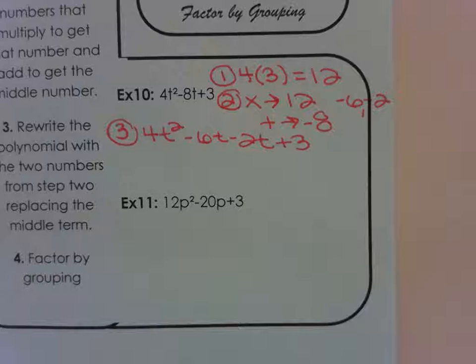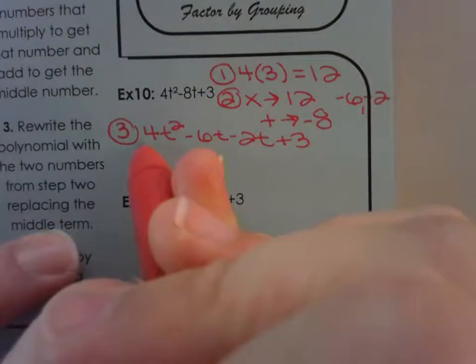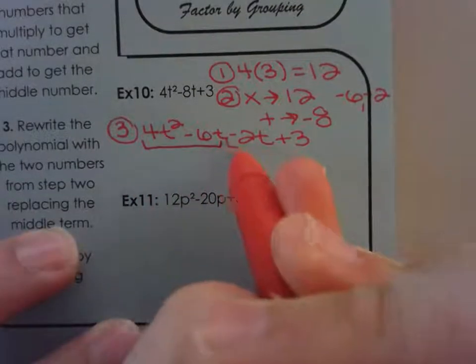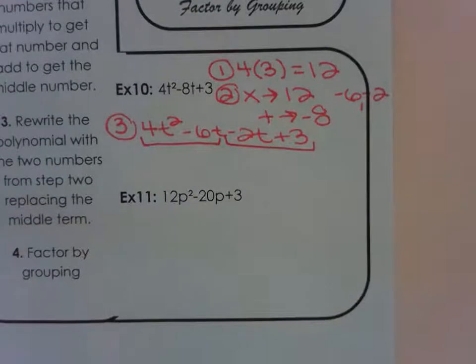Now, once I have 4 terms, how do I always factor something with 4 terms? Grouping. So we group the first 2 together and the second 2 together. Can you switch the 2 and the 6 around? Yes, it doesn't matter. They're the same answer.